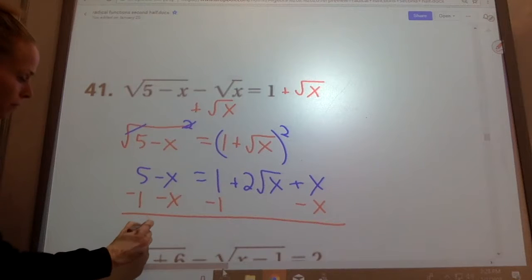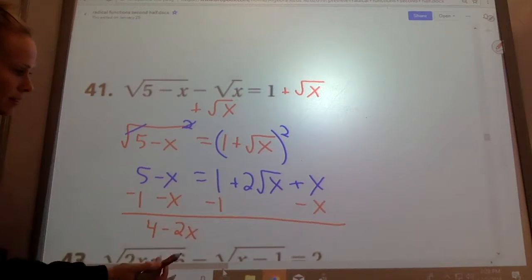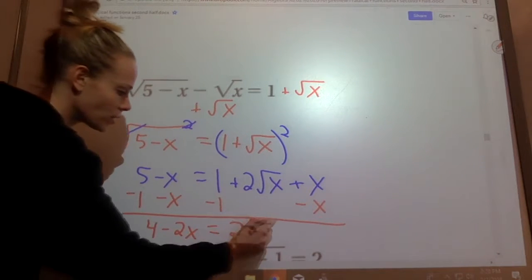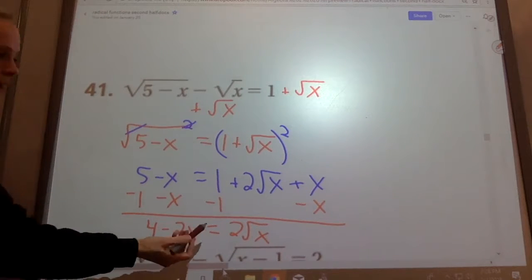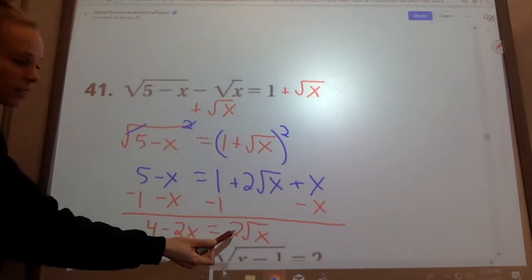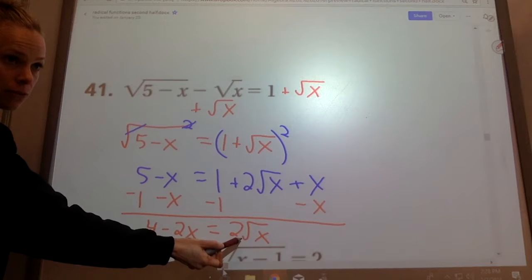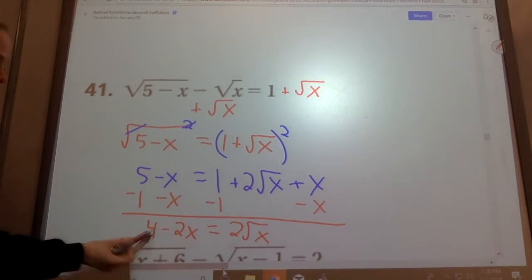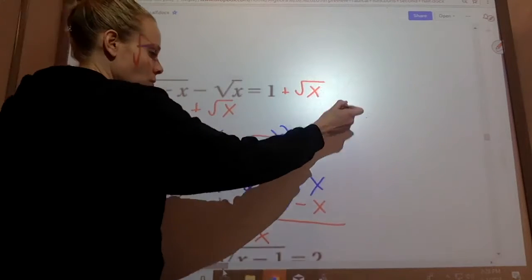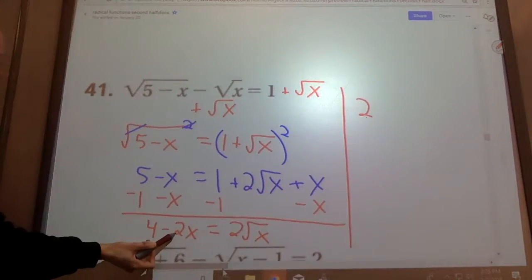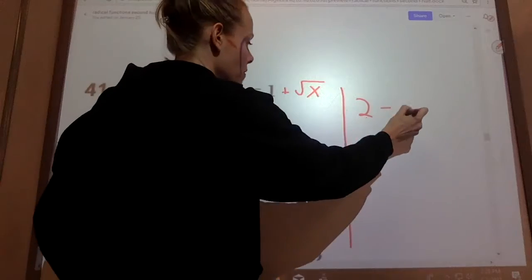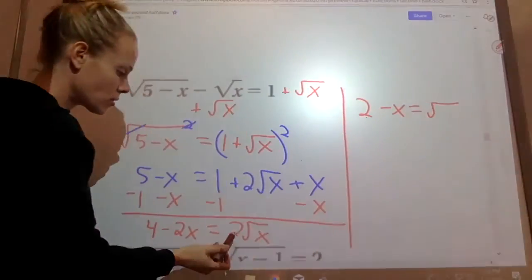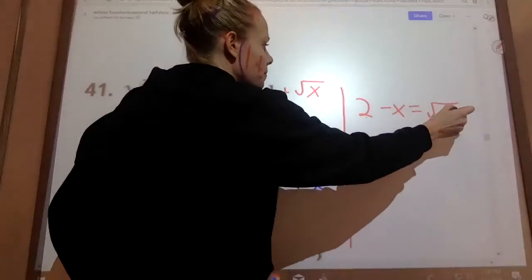So then I get 4 minus 2x equals 2 root x. One more step, I'd have to divide by 2 because that square root needs to get by itself. So that means I divide everything by 2. So 4 divided by 2 is 2. Negative 2 divided by 2 is negative 1. And then this 2 divided by 2 cancels out.